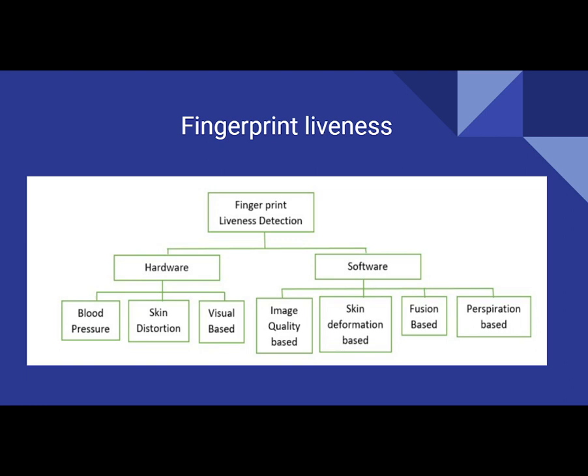This figure shows the different hardware and software methods used to detect liveness in fingerprint techniques. Hardware covers blood pressure, skin distortion, and visual based, and software covers captured image quality based, skin deformation based, fusion based, and so on.